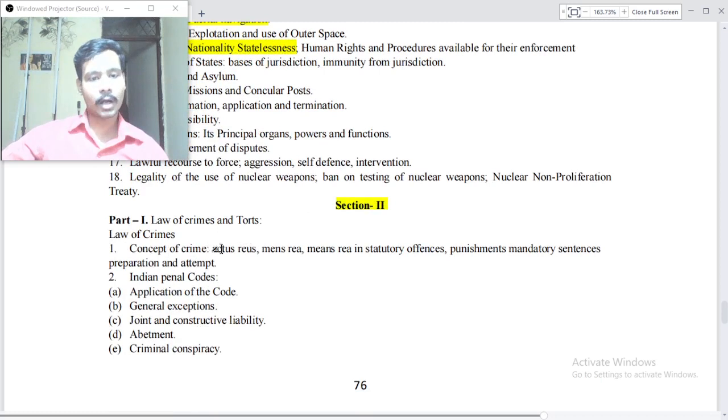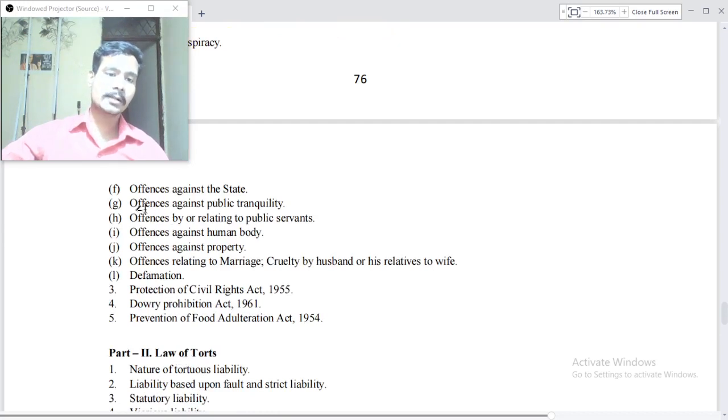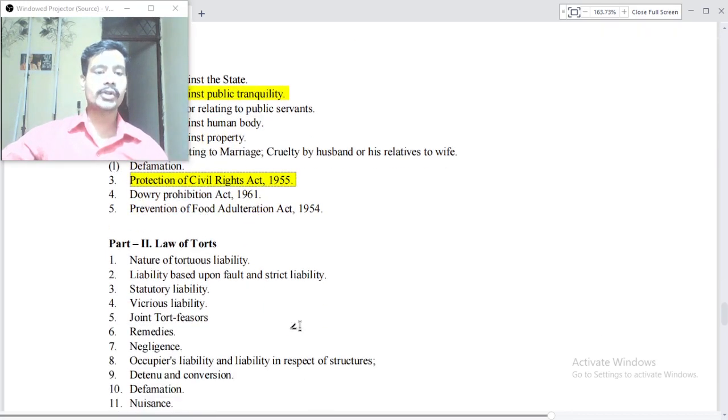Law of crimes: concept of crime, actus reus, mens rea and statutory offences, punishment, mandatory sentences, preparation and attempts. Indian Penal Code, application of the Code, general exceptions, joint liability, abetment, criminal conspiracy, offences against the state, offences against public tranquility, offences by or relating to public servants, offences against the human body, offences against property, offences relating to marriage, cruelty by husband or his relatives to wife, defamation, and the Protection of Civil Rights Act 1955, Dowry Prohibition Act 1961, Prevention of Food Adulteration Act of 1954.